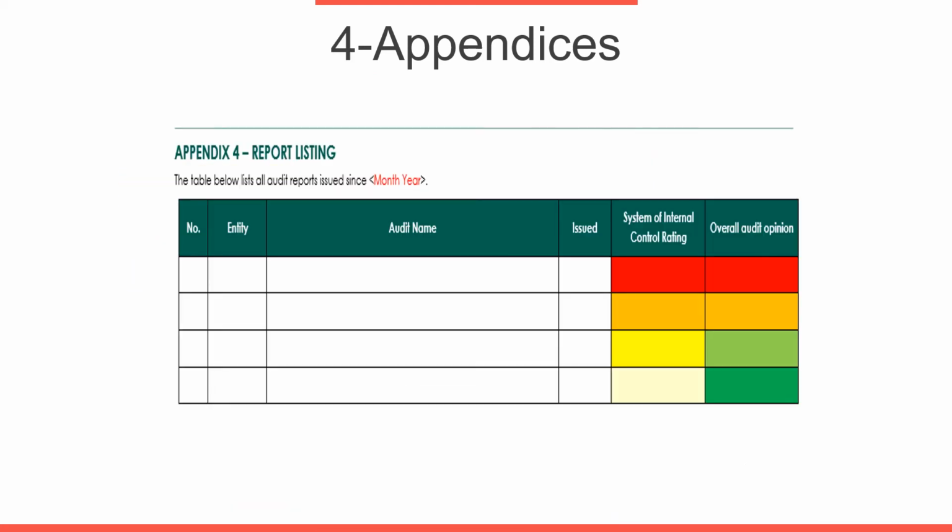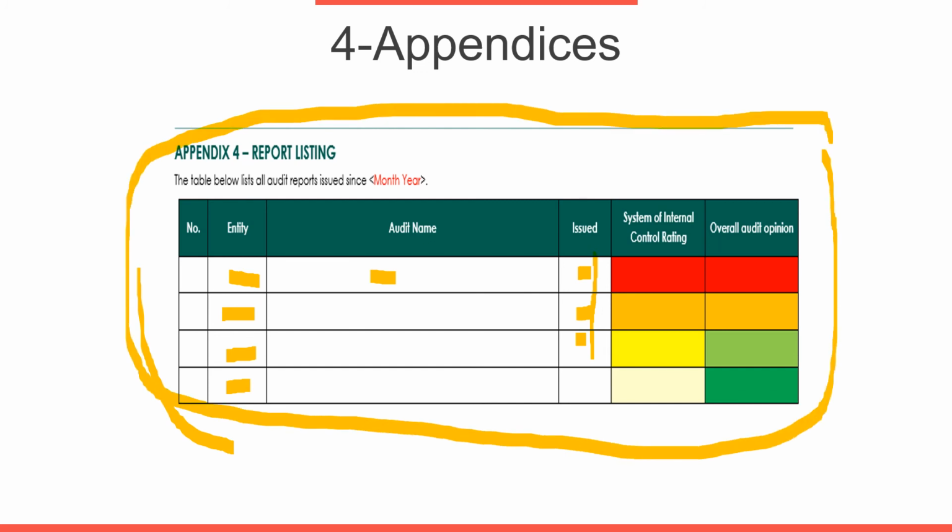Next is appendix number 4, report listing. How many reports have been signed or issued during the reporting period? Here, which entity, like commercial, finance, HR, operations, whatever. Which audit, how many issued, and the report status: report signed, draft, fieldwork. So you need to put the status here. For the overall system of control, you can put the system of internal control rating or overall audit opinion, so that means high, then amber, then yellow. These are some of the reports which have been issued, with the status of all these reports.